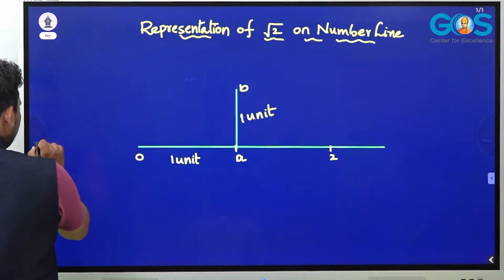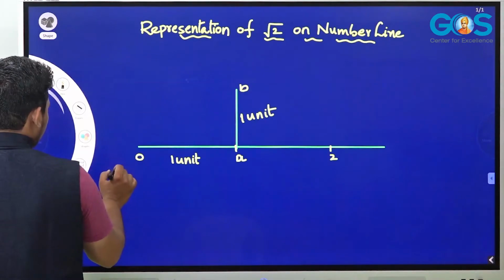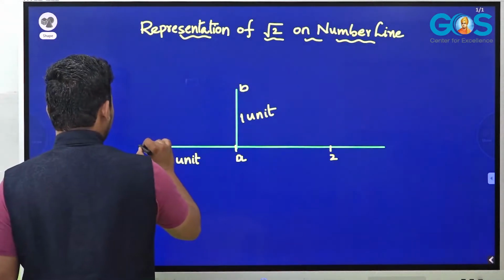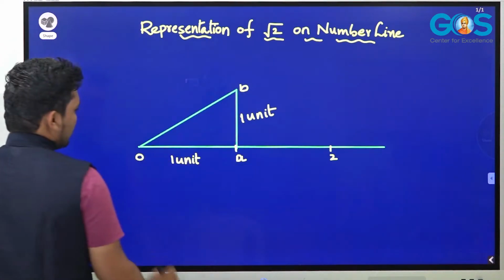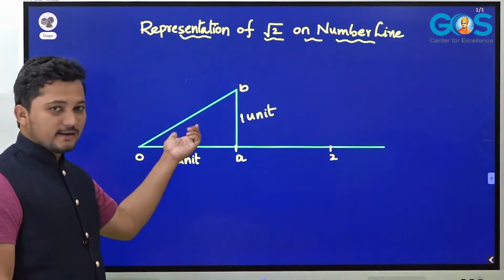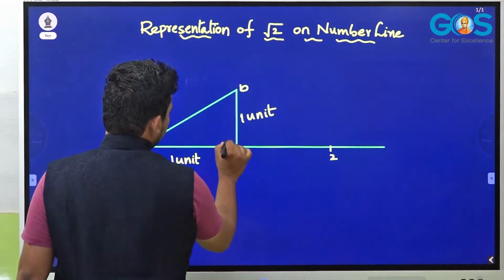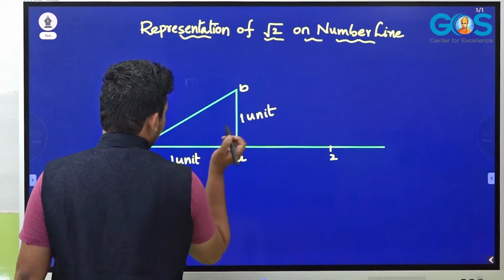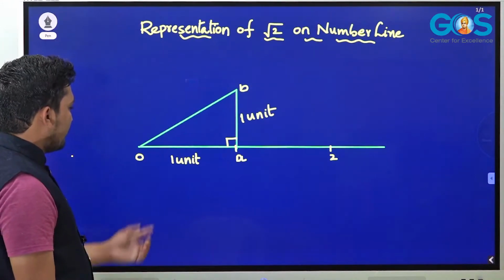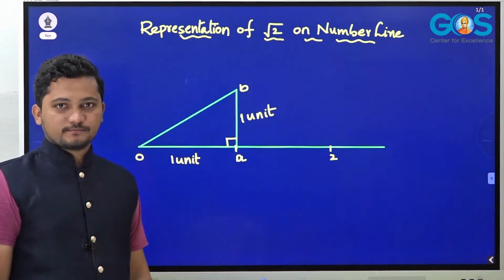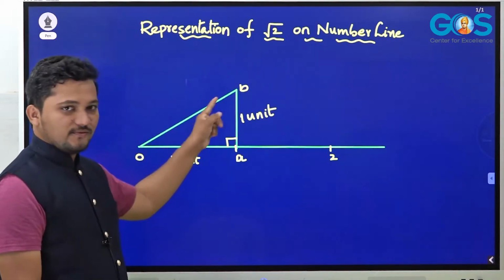Okay, now join OB. If you join OB, what will you get? Yes, you will get the required right angled triangle, where the right angle is at A. Okay, now by using the Pythagoras theorem, let us find out the value of OB.